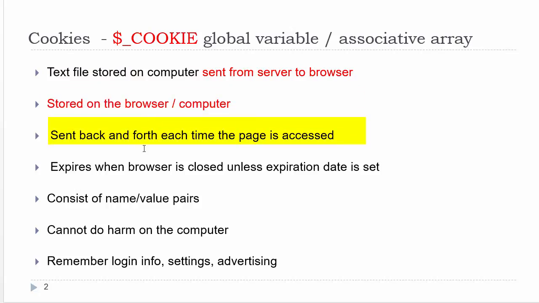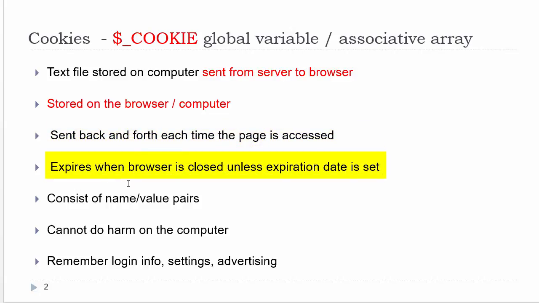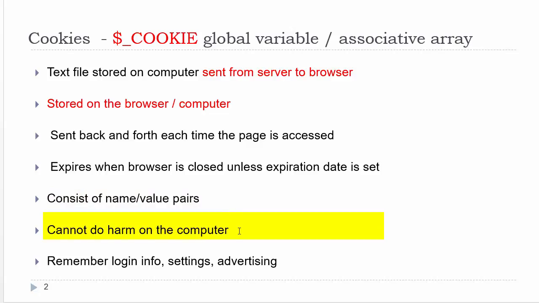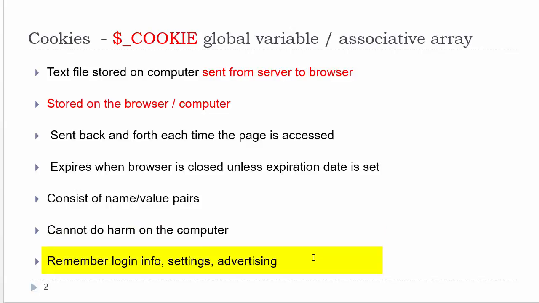Cookies are sent back and forth each time a page is accessed because information can be added to that cookie. Cookies typically expire when the browser is closed unless an expiration date is set when the cookie is created. So a cookie consists of a name-value pair. Collectively, we have key-value pairs. Contrary to some belief, cookies cannot do harm on the computer. Cookies are typically used to remember login information, settings, advertising, and also for statistics.